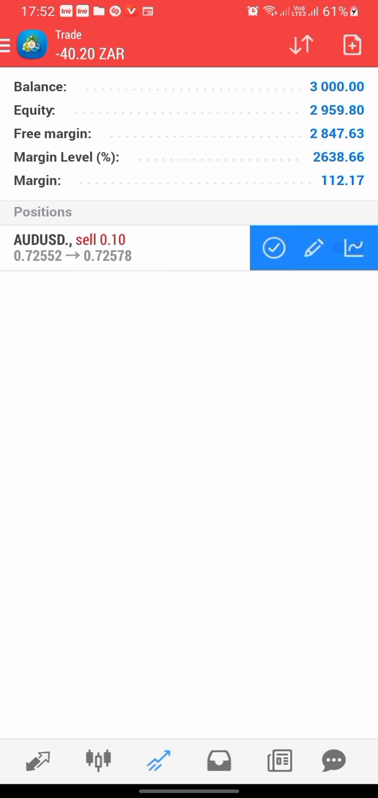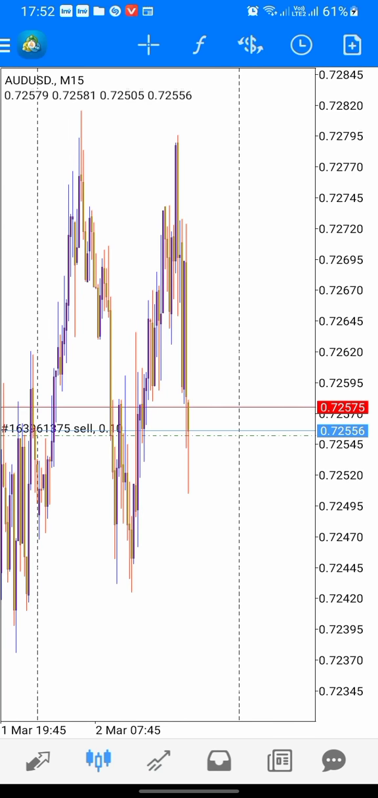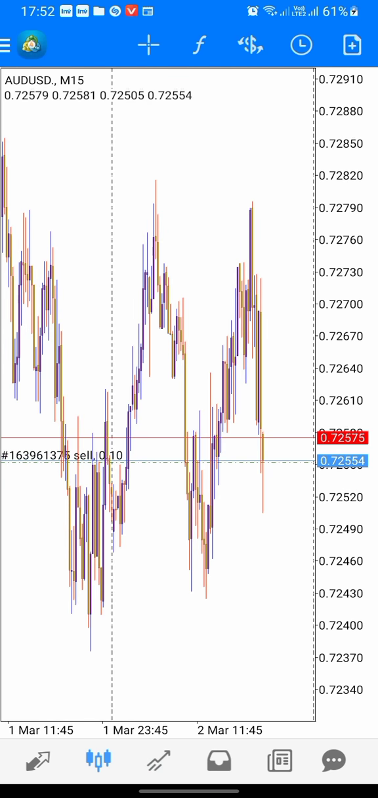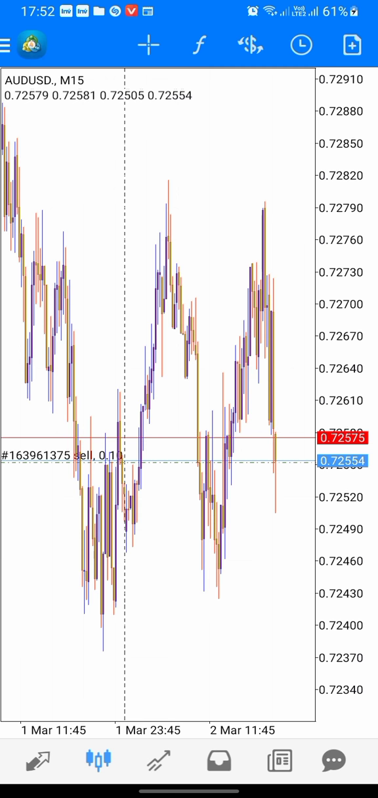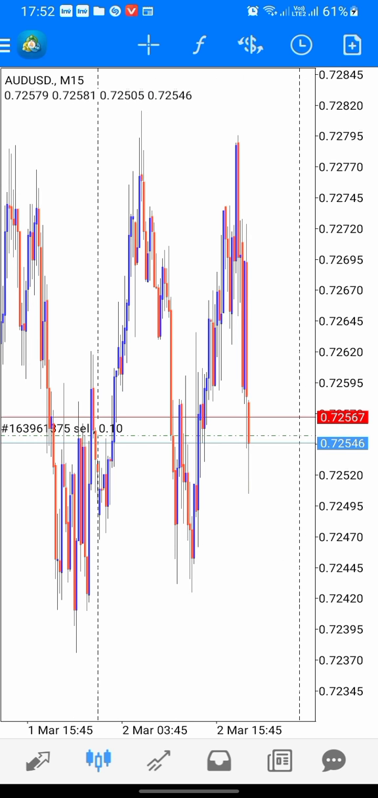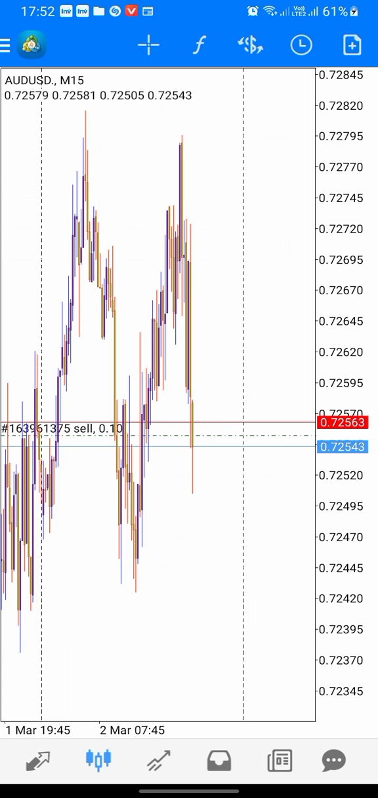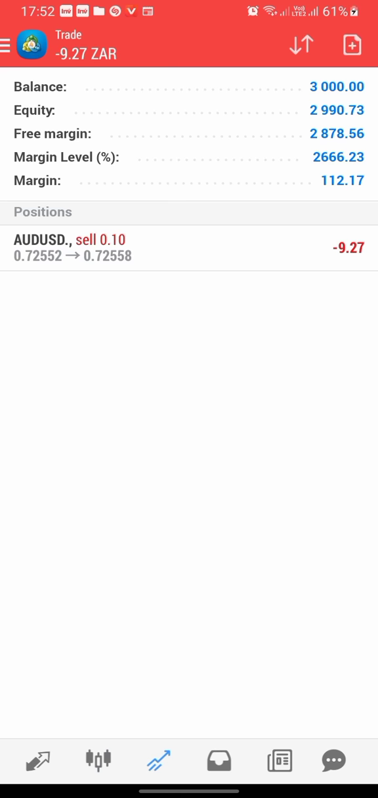You see? So when you swipe to the left, something will pop up. There's a tick, there's a pencil, and there's a graph there. When you want to see what's happening on this AUD USD, you click the graph. You see there's a dotted line across your screen, and on your left it says sell 0.10. Your lot size is 0.10. So when you sold, the market has to go down, far away from where your position is opened, so that you can start gaining profits.